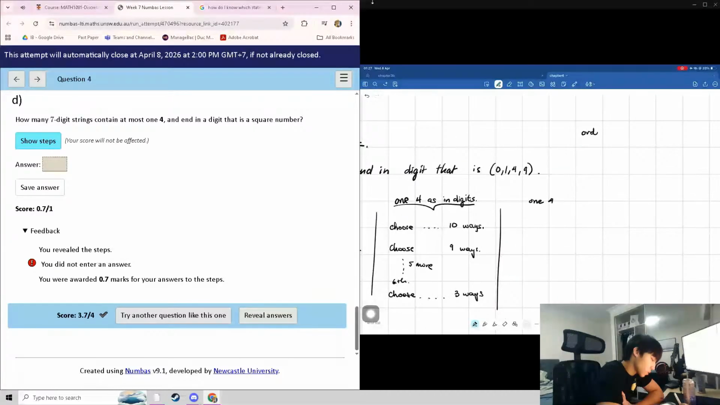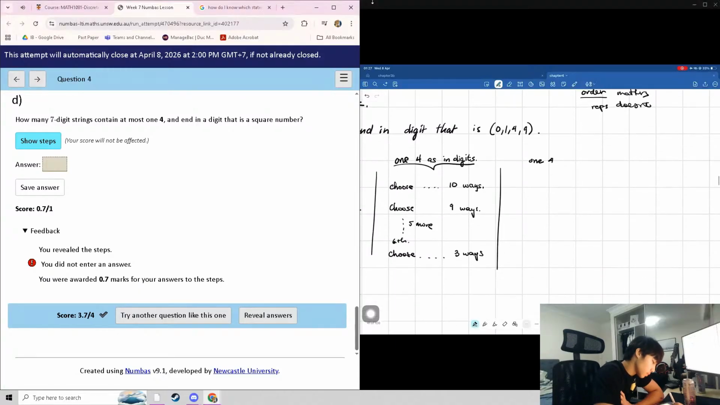Order matters. Repetitions don't. In the final digit, choose from the first to 6th, 9 ways. Choose the last, 4 ways.